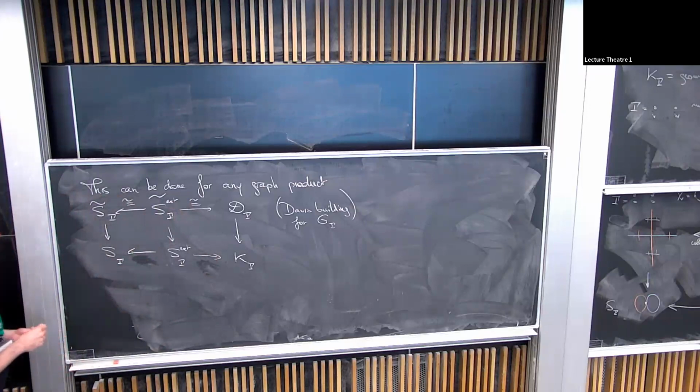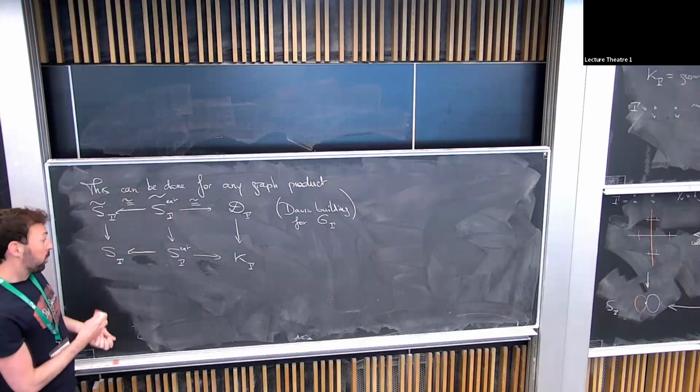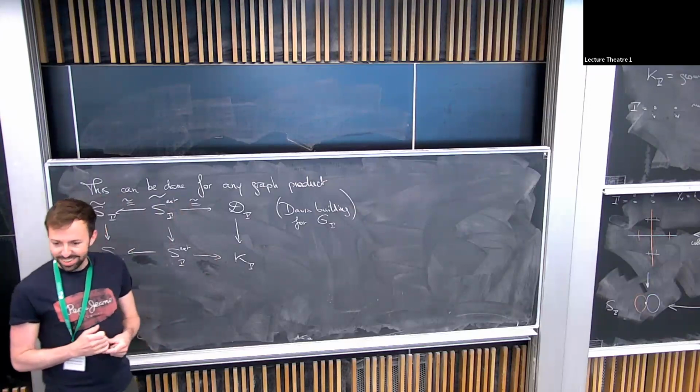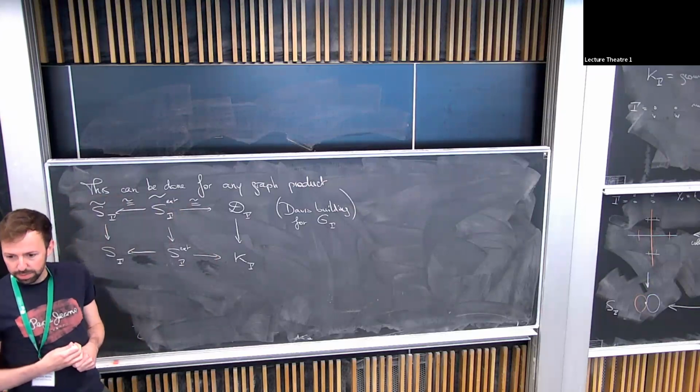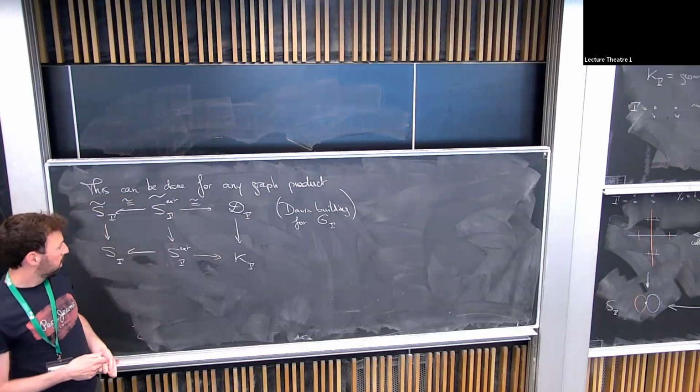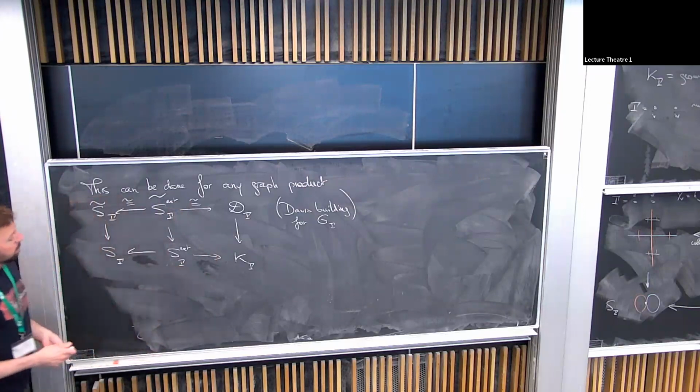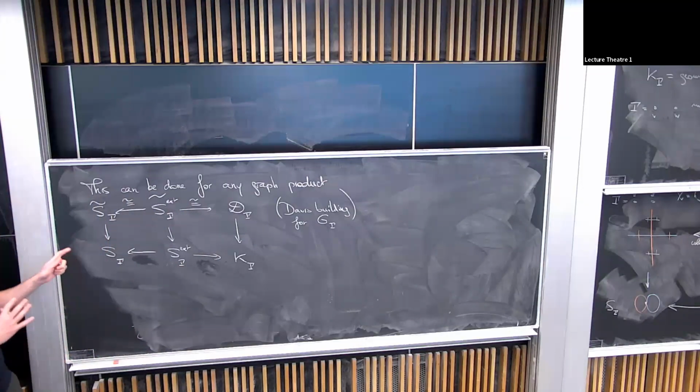So right, why do we care about this? We're talking about graph products of Z's, so right-angled Artin groups. Yes, but you can make it. That was going to be my next point.